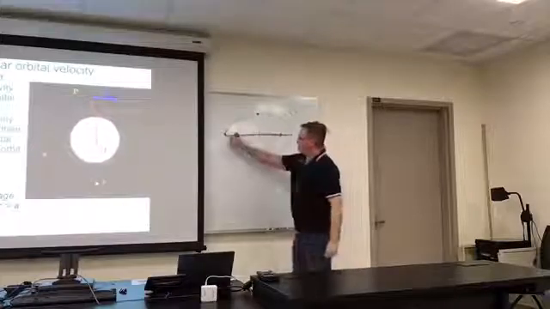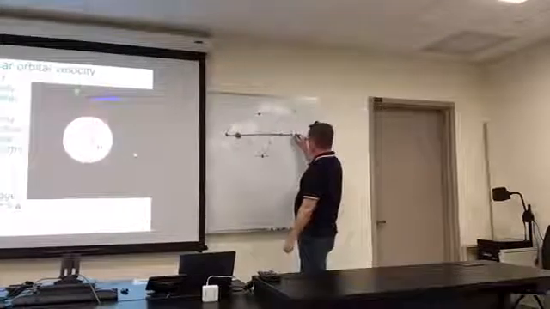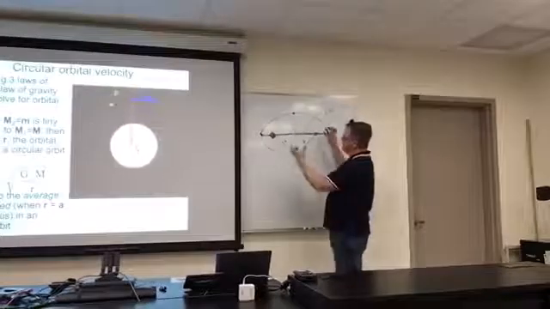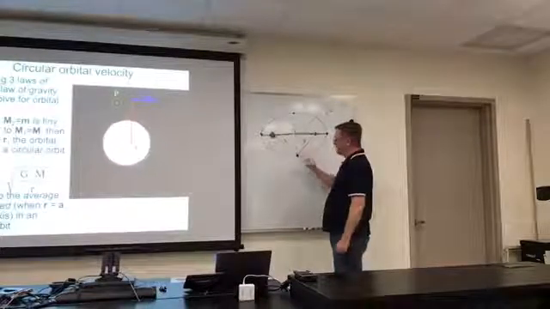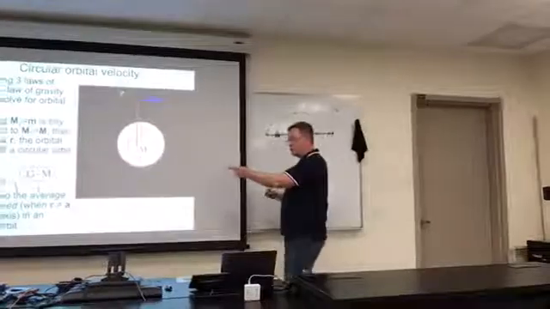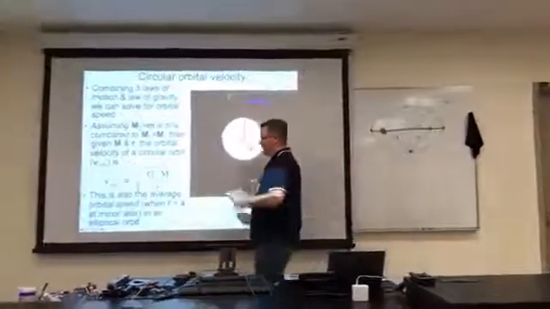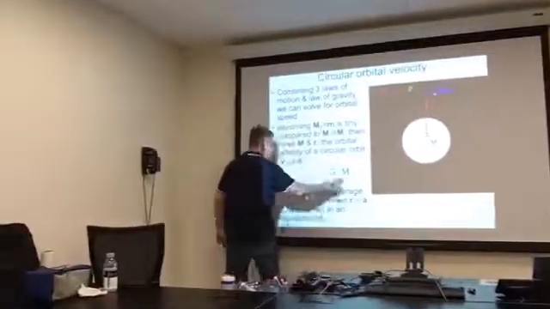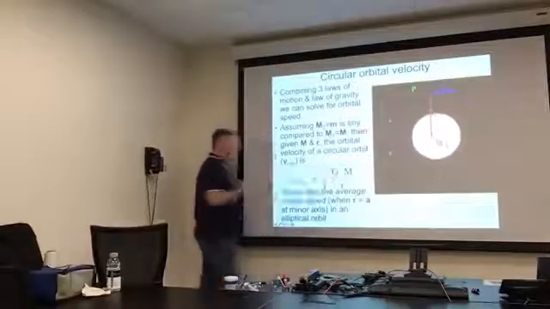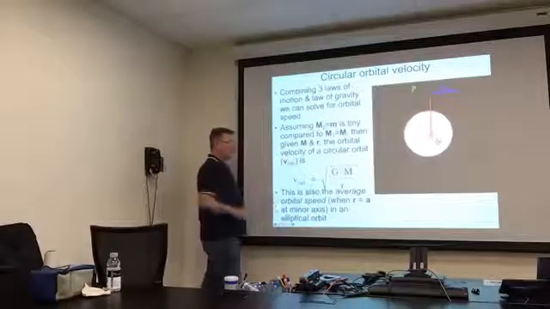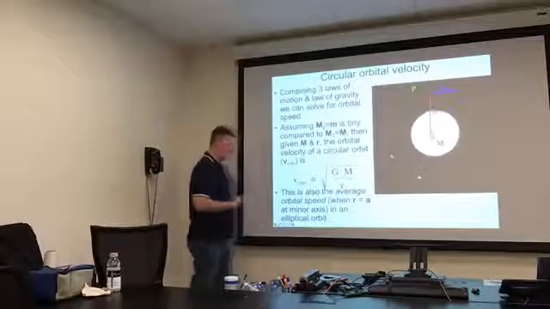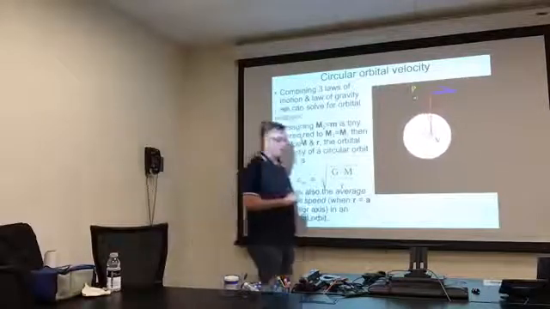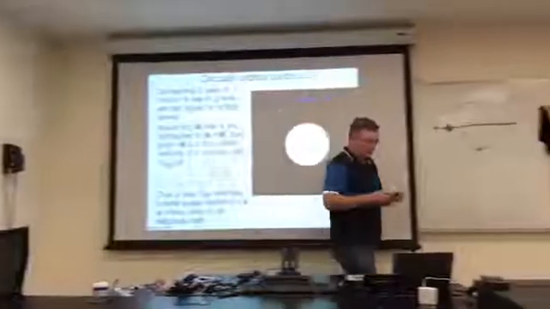And if this is when I'm moving fastest and this is when I'm moving slowest, Kepler's second law demands that when I'm at my average distance, I'm also at my average speed. And Newton was able to show that this equation gives you that average speed. Even in an elliptical orbit, this is the average speed in the orbit. So it's a useful number.